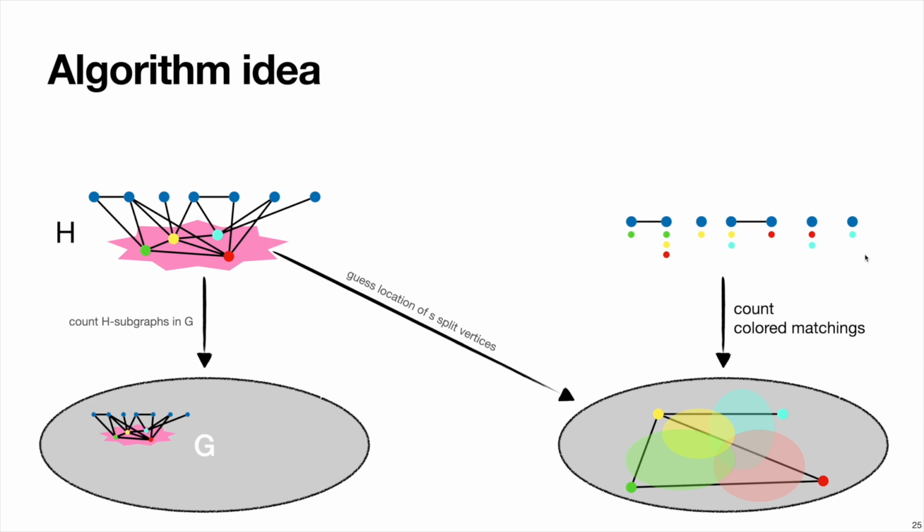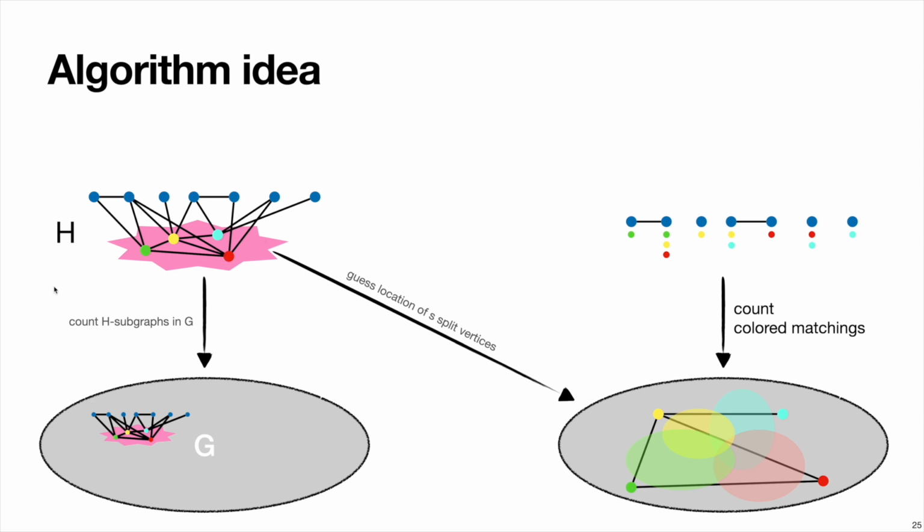So this is a colored matching. At every vertex, we have 1 or multiple colors. It could also be no color at all. And this color indicates that in the graph H, we had that particular vertex as a neighbor. For example, these 2 vertices had the green vertex as a neighbor. This vertex had green, yellow, and red as a neighbor, and so on.